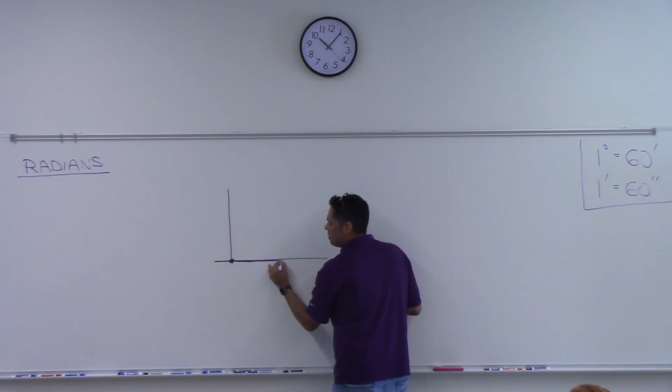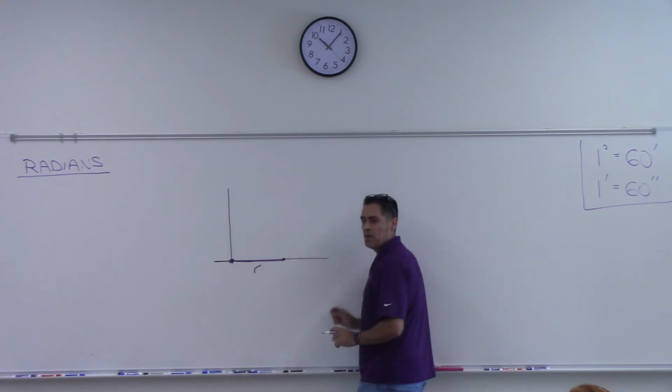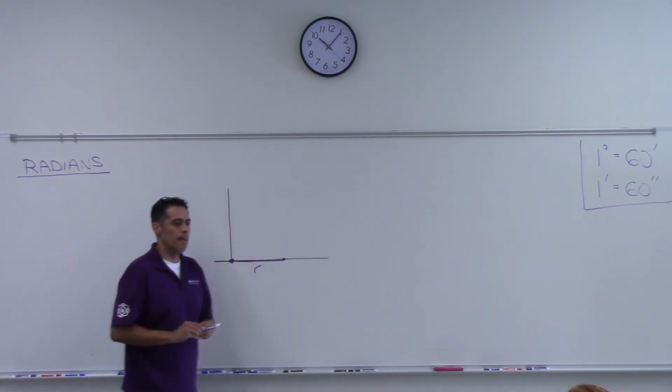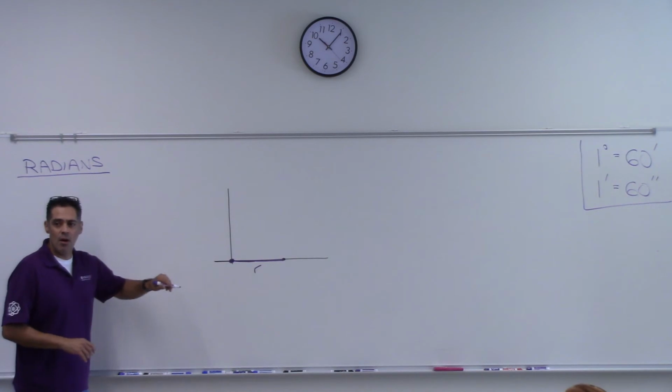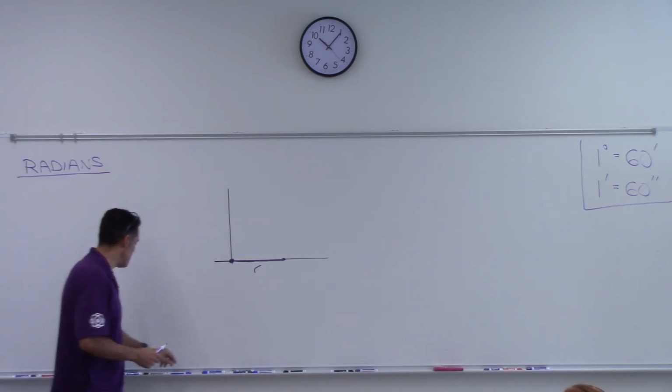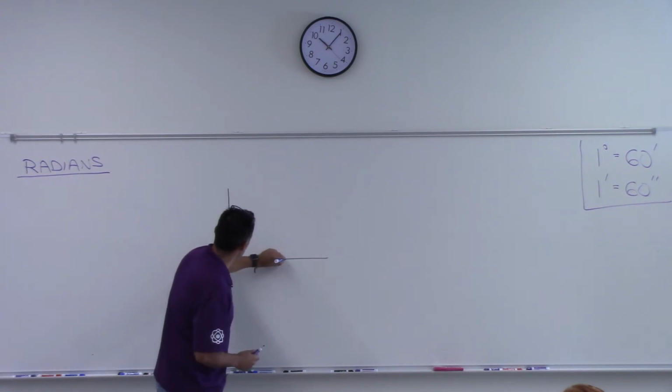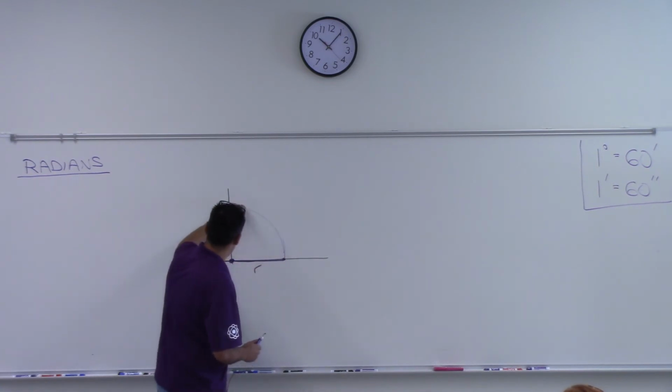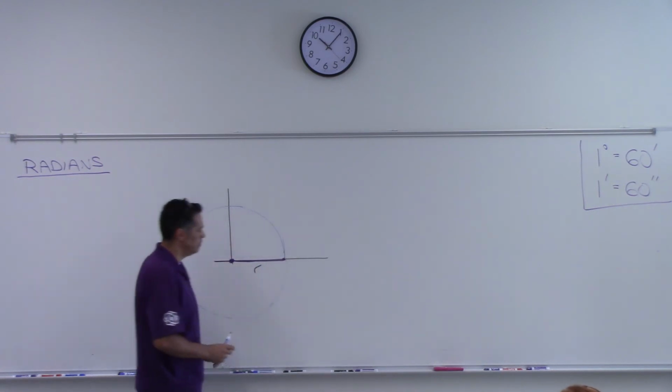Let's just say that distance right there, let's call that r, lowercase r, all right? And from that r, I want you to imagine drawing a circle, which we studied last class, right? You draw a circle around here, all the way around like this. You got your circle.